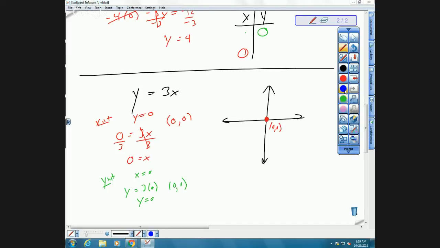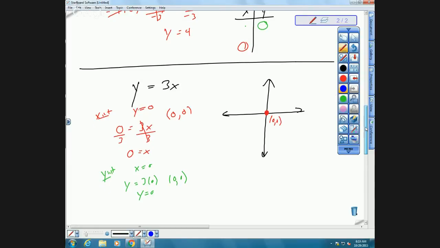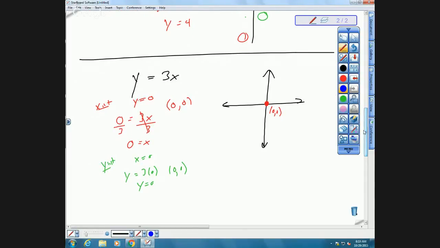So I only have 1 point here, so how can I find another point? Just plug in any number you want. So if you make x be 1, you get y equals 3. That gives me (1, 3), right? x is 1, y is 3. So my graph looks like this right here.